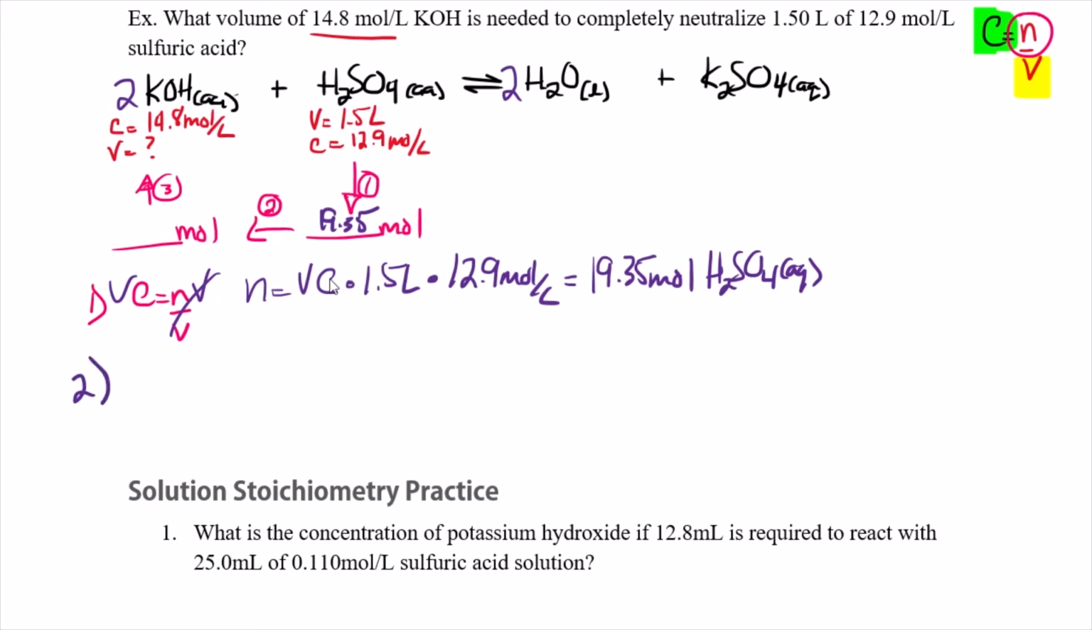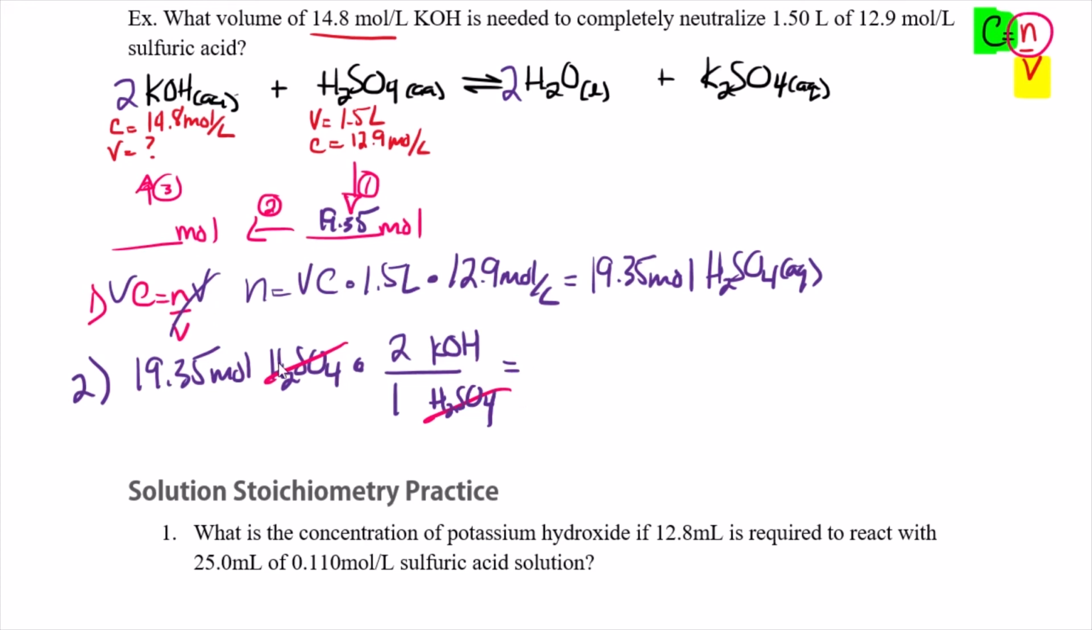So then I need to turn those moles of sulfuric acid, figure out how many moles of potassium hydroxide would be represented there. So my mole ratio is 2 to 1 KOH to sulfuric acid. And this is going to work because my sulfuric acids will cancel out. So I need to then multiply by 2. There'll be twice as many moles of potassium hydroxide required. 38.7 moles of KOH.